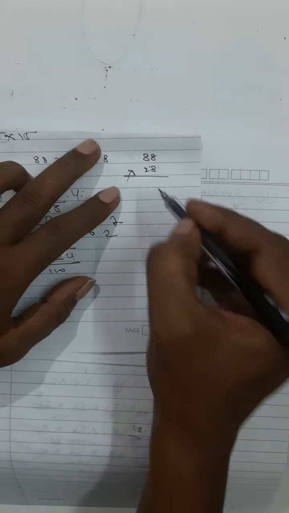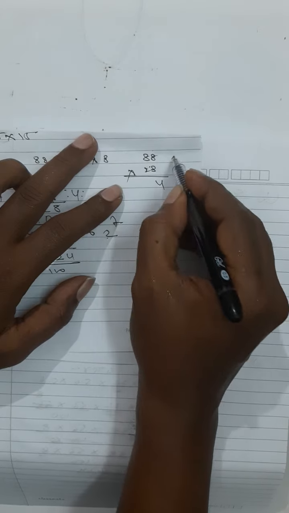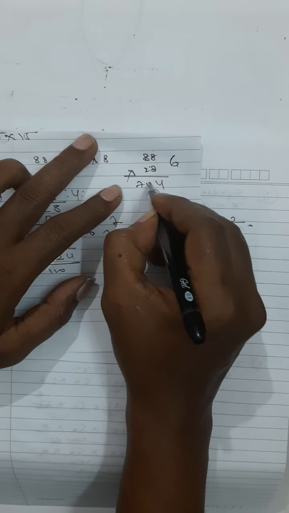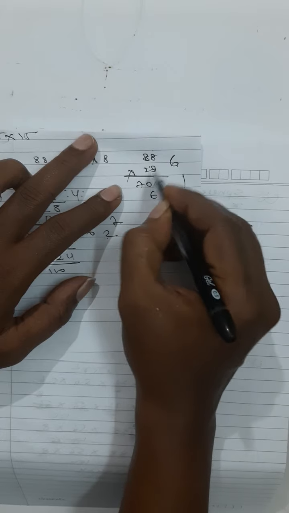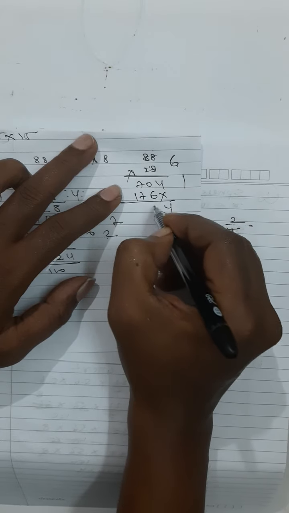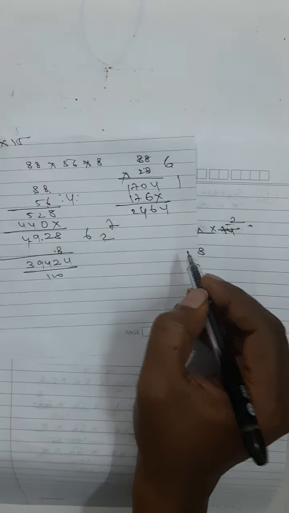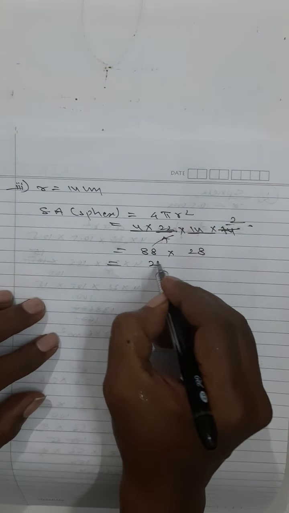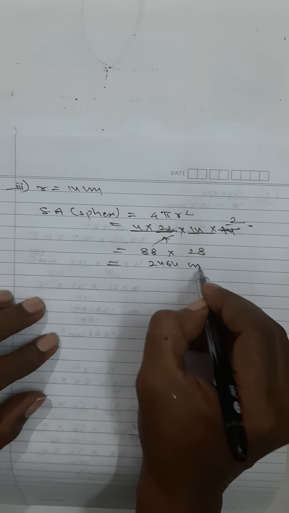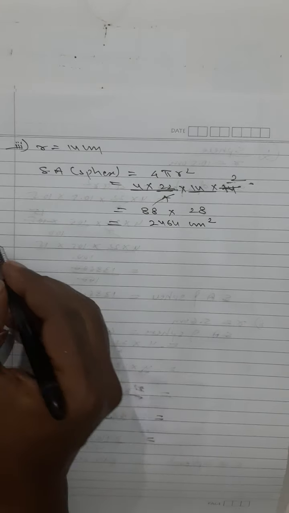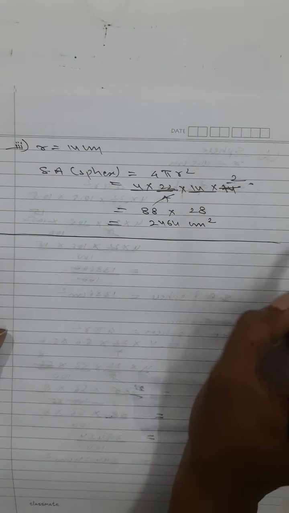8 8s are 64 plus 6, 70, 2 8s are 16, 2464 centimeter square. So this is the surface area of a sphere of the radius, and with this we have finished question number 1. Now we will proceed to question number 2.